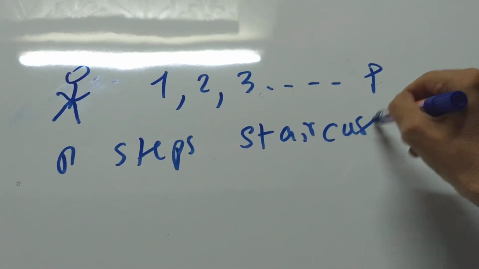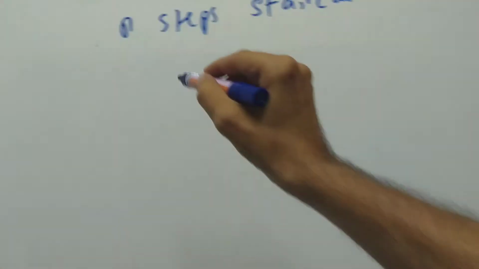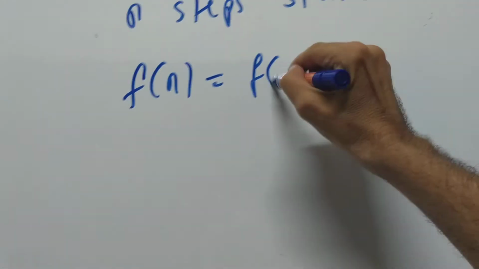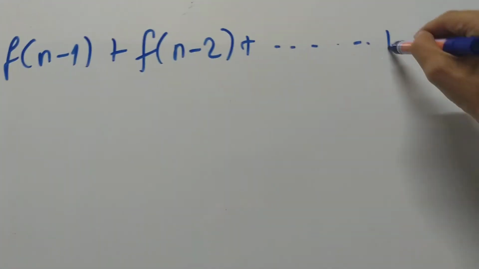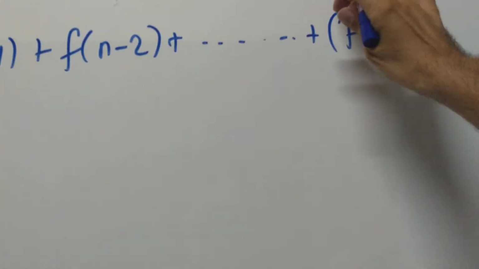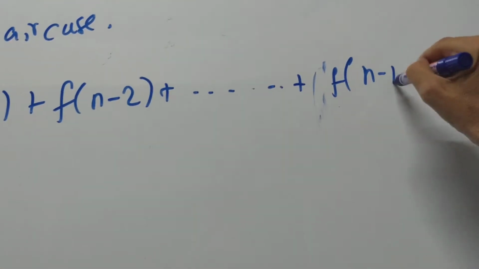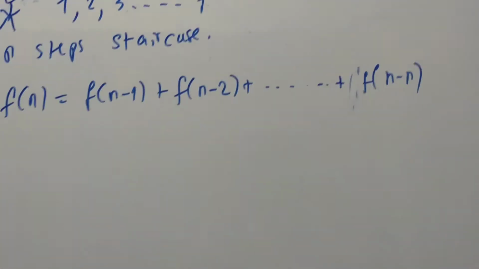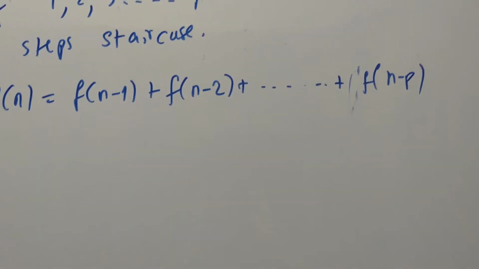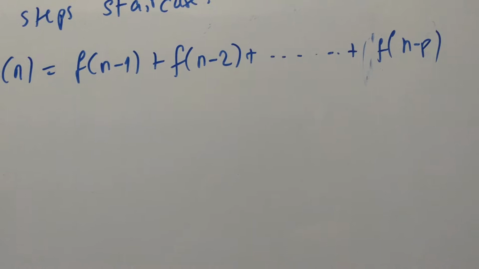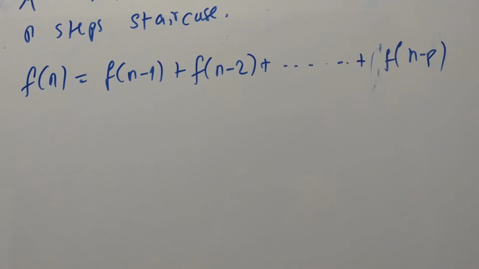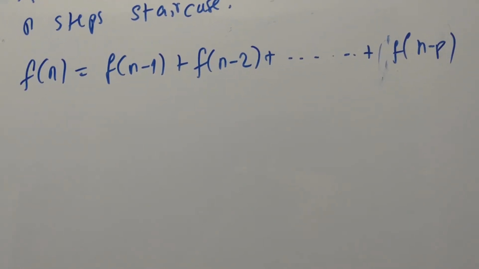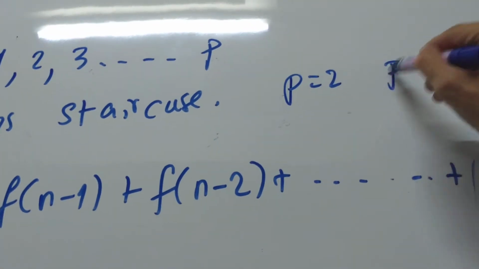All right, now we are able to formulate the recursion: f of n is f of n minus 1 plus f of n minus 2 plus and so on, all the way down to f of n minus p, because he takes p steps. So there are n minus p steps left for him to do. Follow the same principle as we did in the last videos, and you get this equation. We did it for p is 2, and we did it for p is 3.